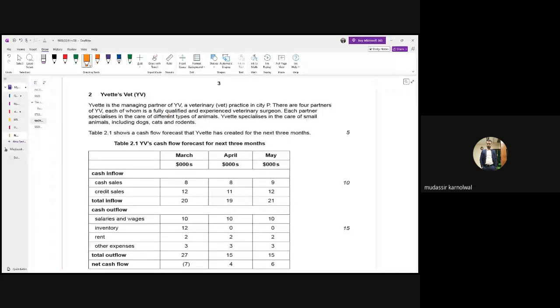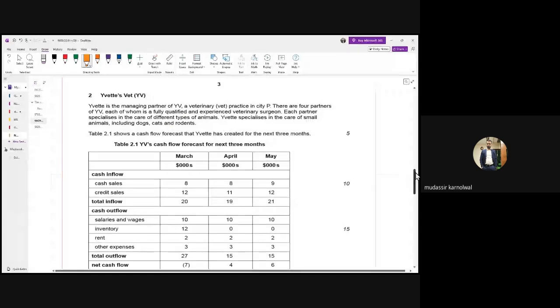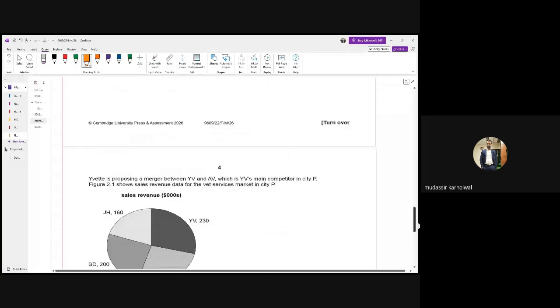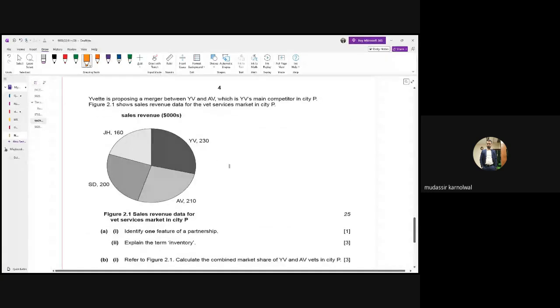A complete cash flow forecast you can see on the screen. Okay, it's a complete cash flow forecast they have given you. Interesting thing, there is nothing missing, so it means that the calculation is not from the cash flow. There might be something else. Okay, Vet is proposing a merger between YV and AV, which is YV's main competitor in CTP. Figure 2.1 shows sales revenue data for the vet services market in CTP.